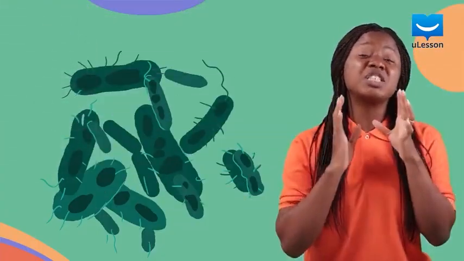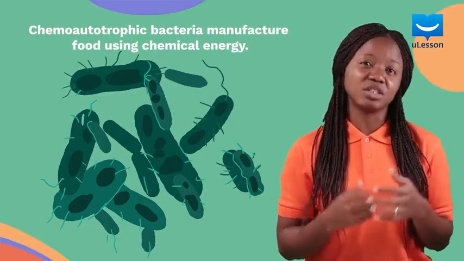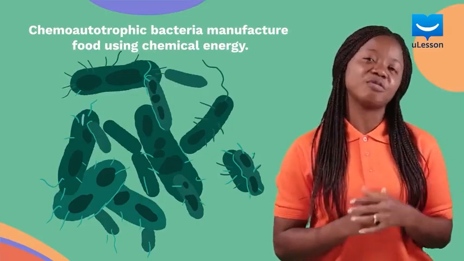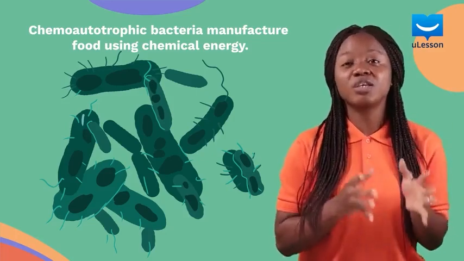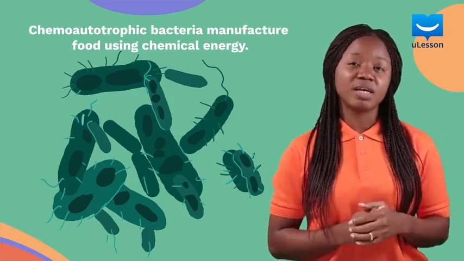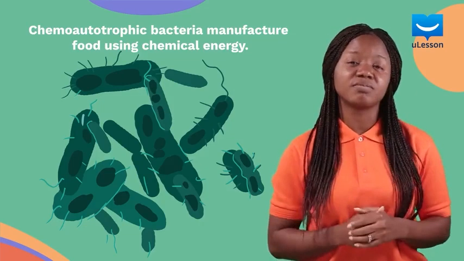We also have some species of bacteria that can manufacture their own food using chemical energy. This is another type of autotrophic nutrition called chemoautotrophic mode of nutrition. These organisms are called chemosynthetic organisms.